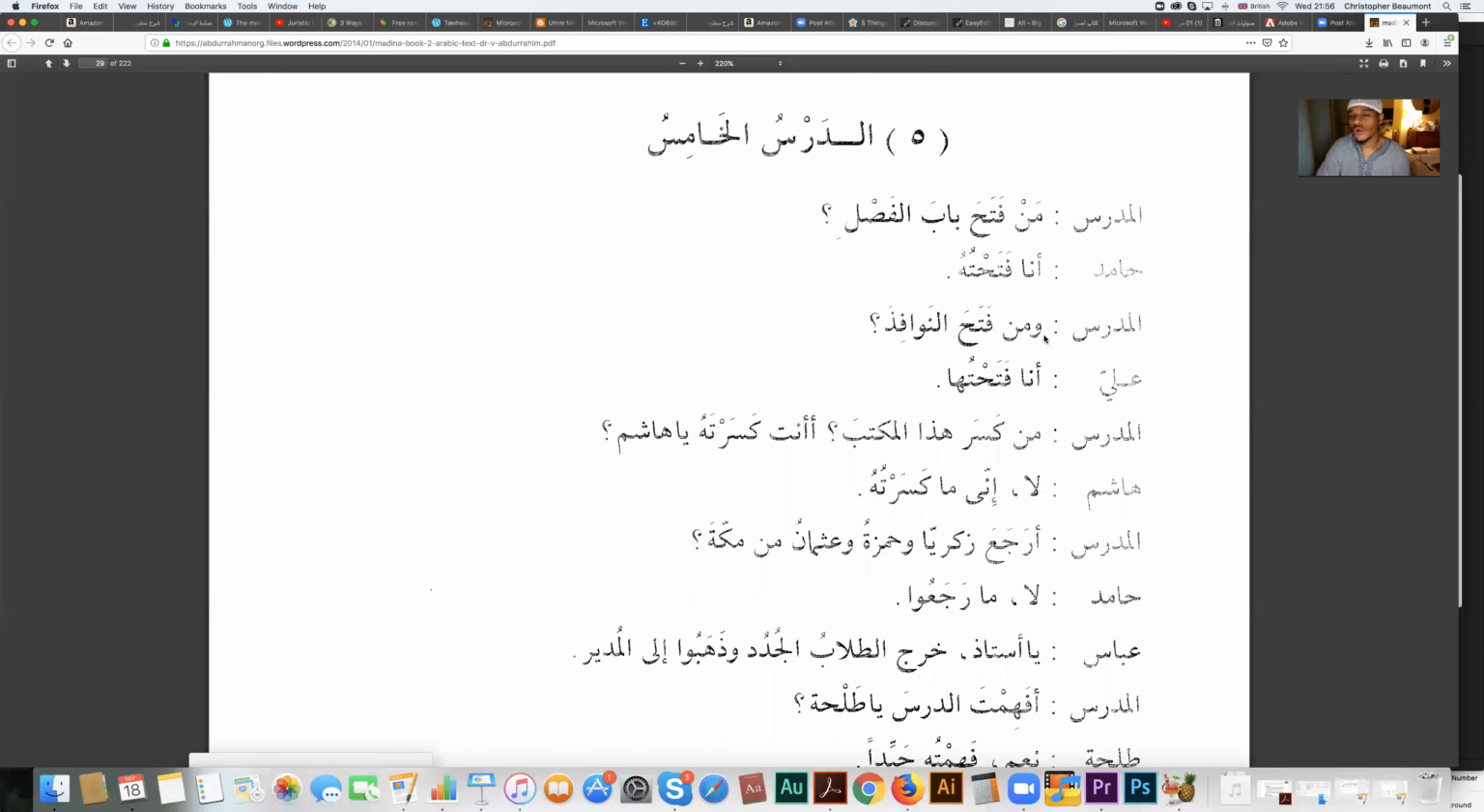And then المدرس يقول, the teacher says, ومن فتح النوافذ. Exactly the same concept as the first sentence. Who opened? النوافذ means windows. It's the plural of نافذة. The plural is nawafidh. And then Ali says, أنا فتحتها. Look at the sentence by Hamid and then look at the sentence by Ali. They are both exactly the same with only one difference.